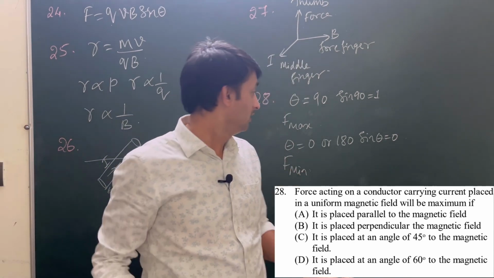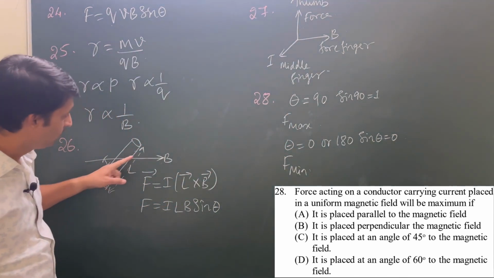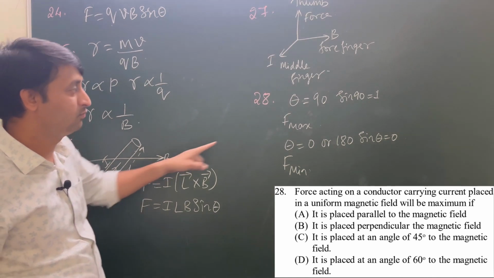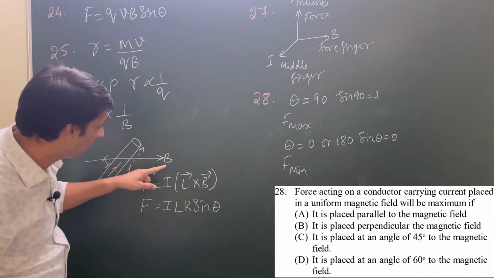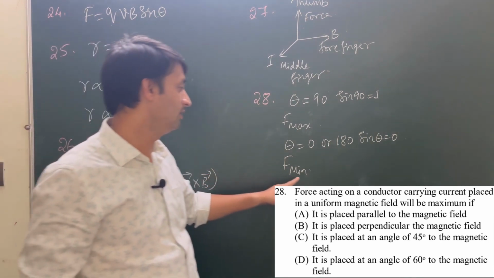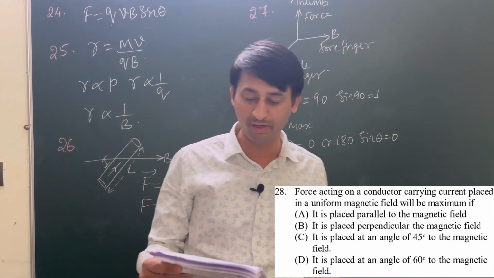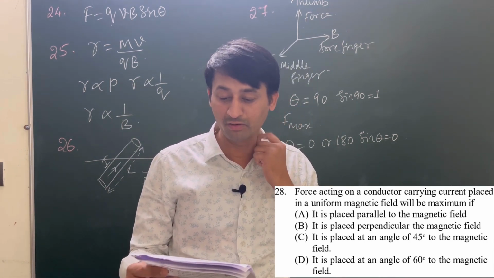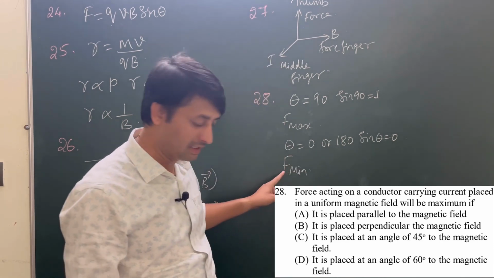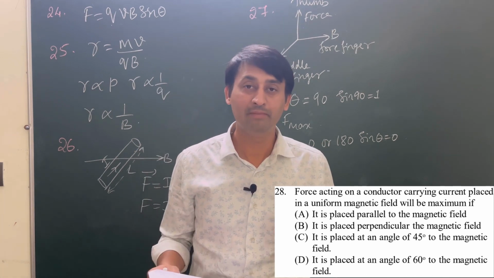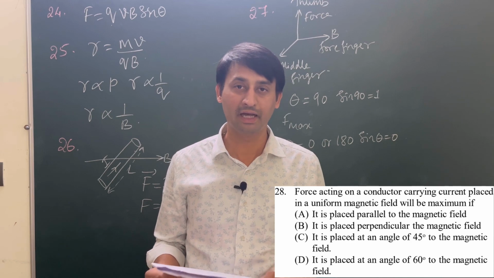Now, when the length of the conductor is perpendicular to the magnetic field, the force becomes maximum. When the length of the conductor is parallel to the magnetic field, the force becomes minimum. So in this case, maximum is asked: maximum is when it is placed perpendicular to the magnetic field. Option B is the correct answer. If minimum were asked, it would be parallel to the magnetic field.